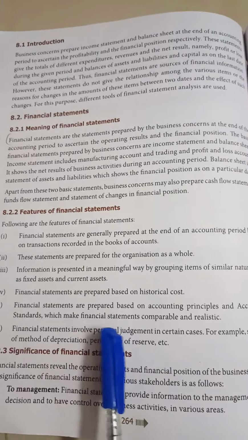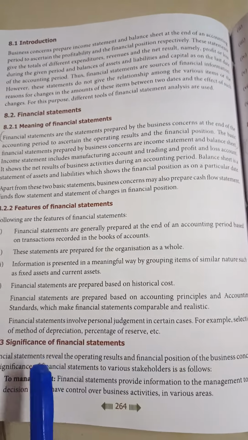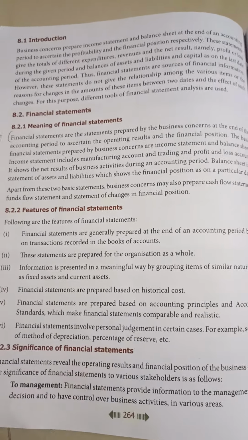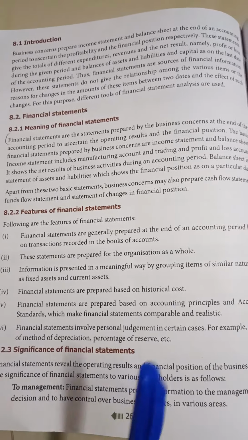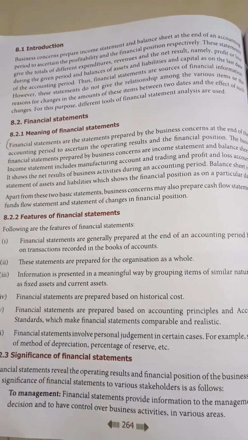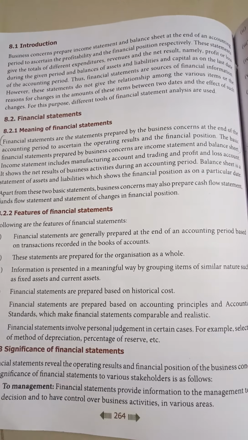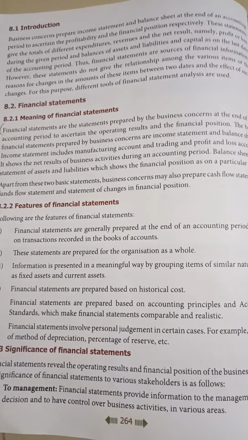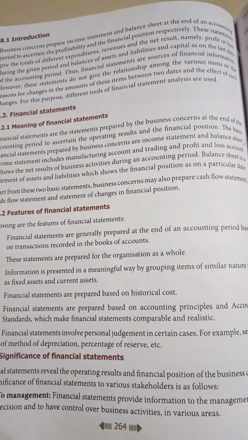basically financial statements are prepared based on the accounting principles and also the standards. So there are certain principles and standards given for accounting. As we all know, there is always a procedure that has to be followed, so that will be followed while preparing the financial statements. Then here financial statement will involve personal judgment, that is what kind of method are we going to follow for calculating depreciation or the reserve or profit distribution, whatever it is, personal judgment is there in certain cases.